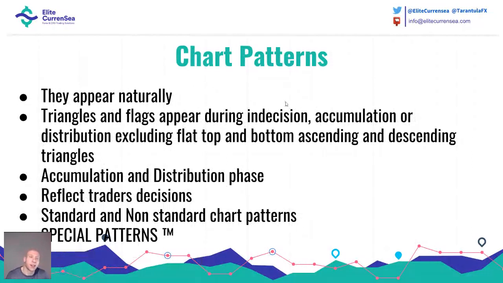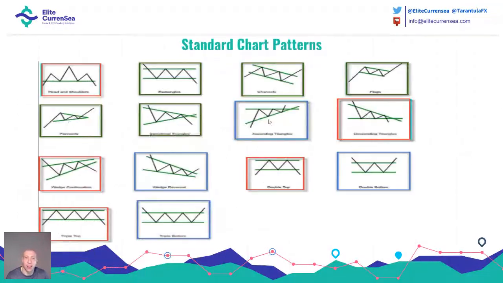These are usually standard chart patterns that can be found on the price: head and shoulders, rectangles, channels, flags, pennants, symmetrical triangles, ascending flat top triangle, descending flat bottom triangle, wedge continuation, wedge reversal, double top M, double bottom W, triple top, and triple bottom. So you can memorize these chart patterns. You can snapshot it, but have in mind that this webinar is being recorded and will be uploaded to YouTube, so you will be able to watch it as many times as you wish.